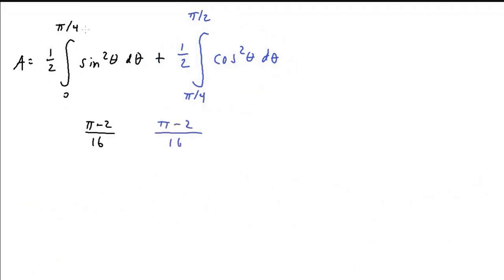So now that we have found 1/2 times the integral of sine squared and 1/2 times the integral of cosine squared, we can add these two together. So then we'll get 2 pi minus 4 over 16.